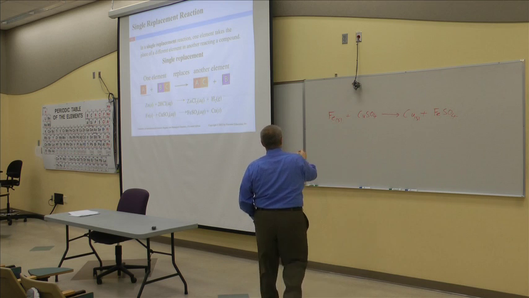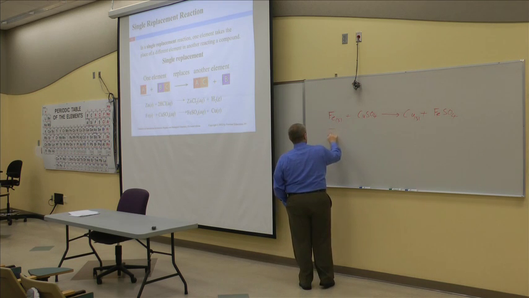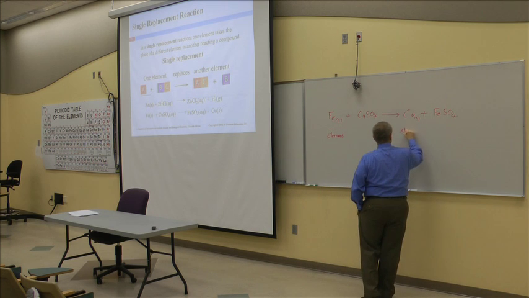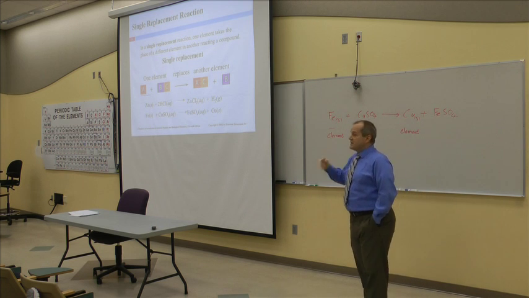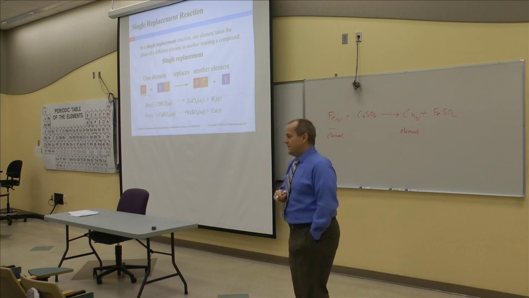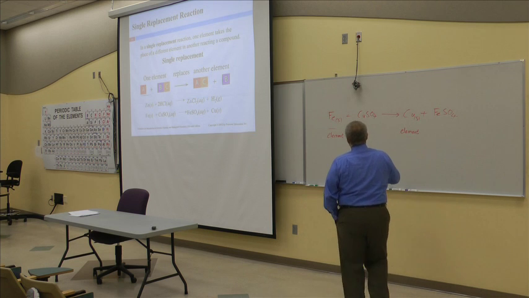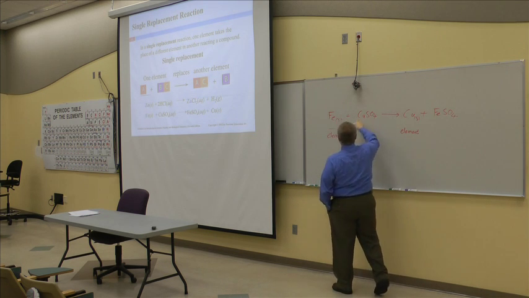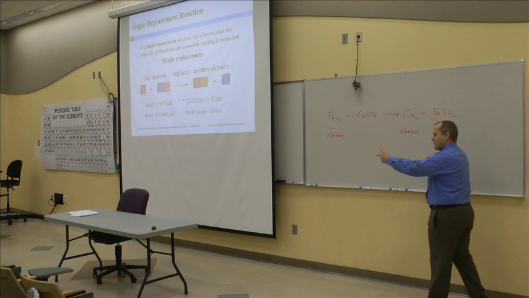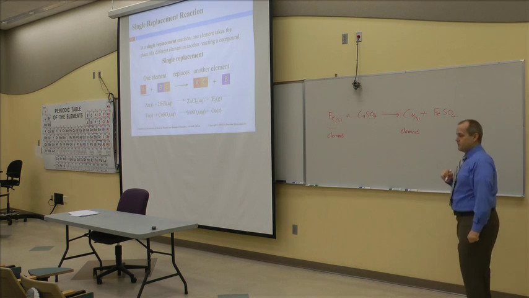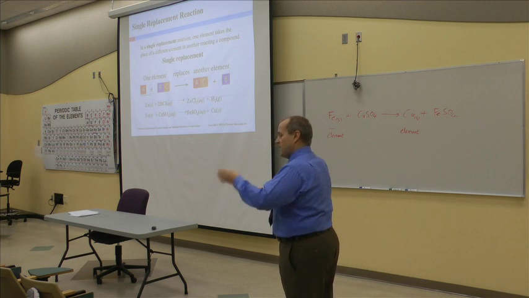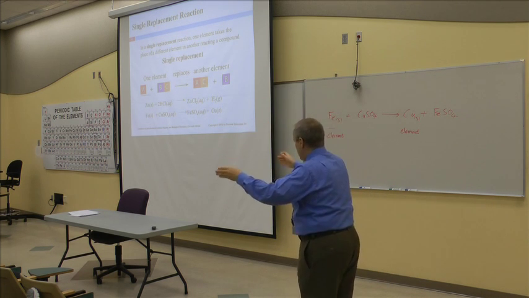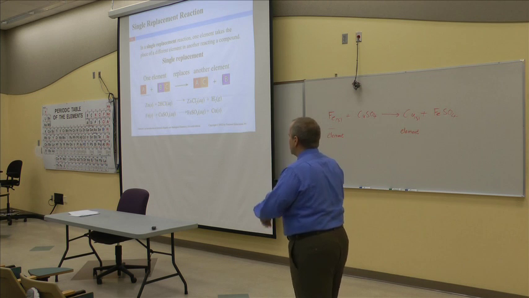So here's an element, and here's an element. Different element on the left and on the right. Single replacement. Another way to look at it is, this iron replaces that copper. Single. One thing replaces another. But I think the easy way for me anyway is I look at it and go, okay, an element on the left, an element on the right, single replacement.